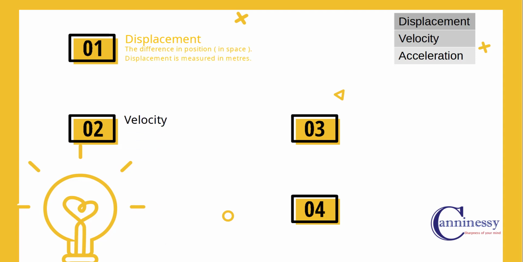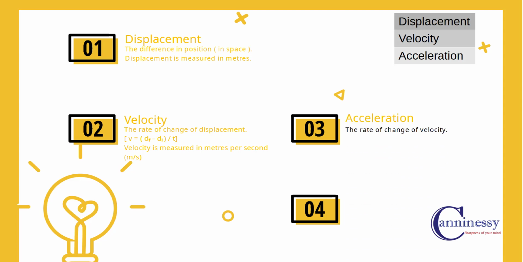Number 2, velocity. Velocity is the rate of change of displacement. With that formula, velocity equals the final displacement minus the initial displacement divided by the time taken. Velocity is measured in meters per second.